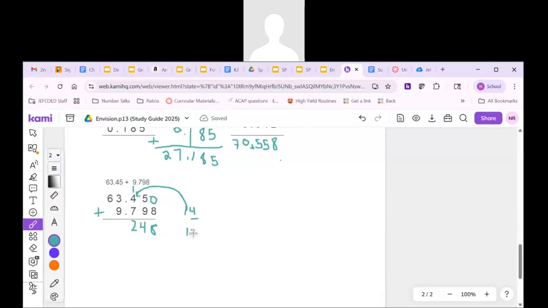The 12, I kept the 2. I kept the number in that place. But the 1 is really 10 of the next place, or 10 of the place, so I need to put it in the next place. All right? Oh, forgive me. That's just supposed to be a 1.